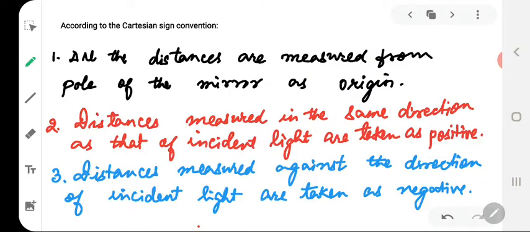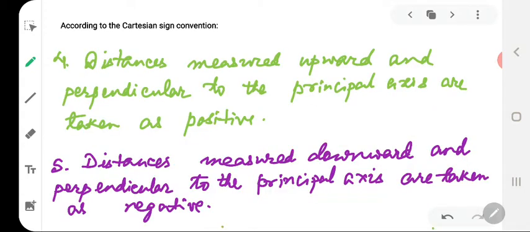Let us read it out again. All the distances are measured from the pole of the mirror as origin. Distances measured in the same direction as that of incident light are taken as positive. Distances measured against the direction of incident light are taken as negative. Distances measured upward and perpendicular to the principal axis are taken as positive. Distances measured downward and perpendicular to the principal axis are taken as negative.